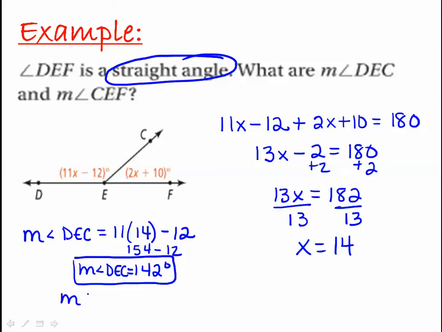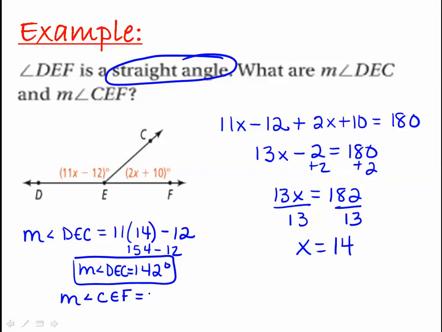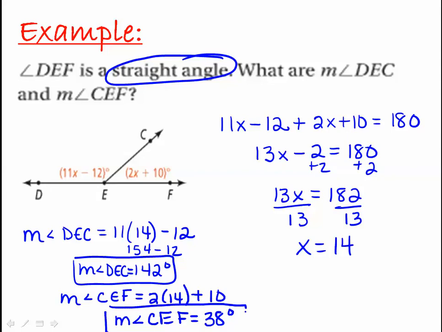The measure of angle CEF is 2 times the x value of 14 plus 10, or 28 plus 10, which is 38. So the measure of angle CEF is 38 degrees. I can check my answer by adding 142 and 38 together, and I find that the total is 180 degrees, which is exactly what I want to make a straight angle.